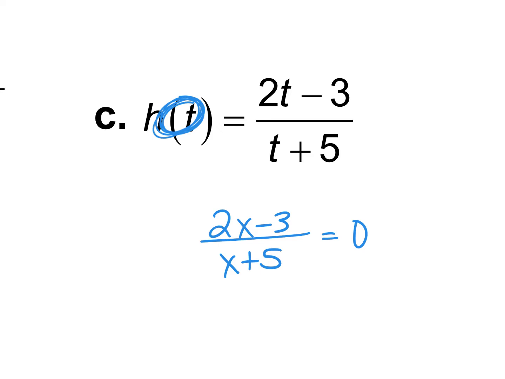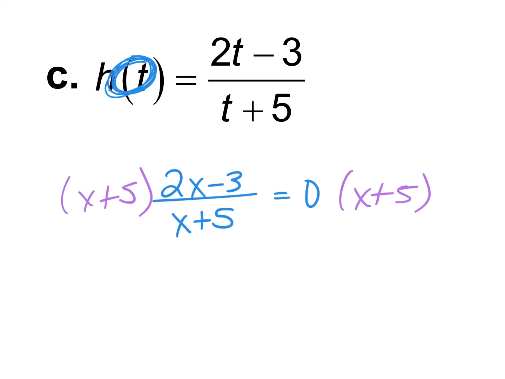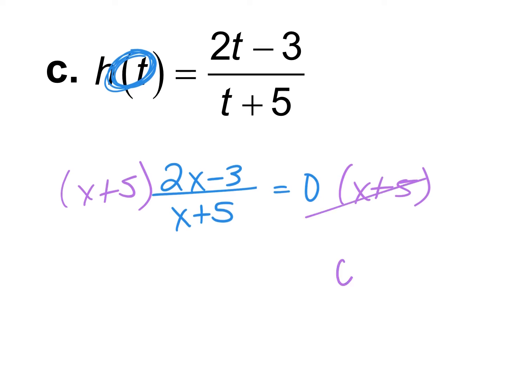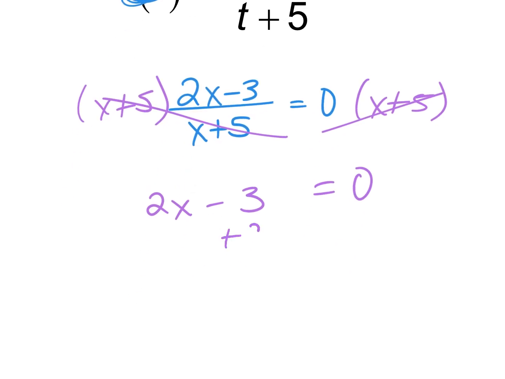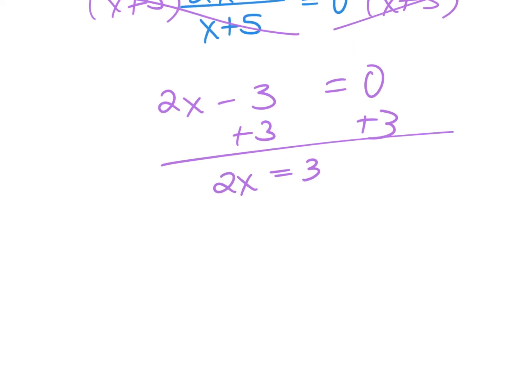All right, let's test our algebra skills here. How in the world do I solve this? Perfect. Multiply both sides by x plus 5. What happens on the right-hand side? What's x plus 5 times 0? 0. What happens on the left-hand side? This cancels, so I have 2x minus 3 equals 0. Now what? We're going to add 3 to both sides. Okay, so 2x equals 3. And divide by 2. So x equals 3 over 2.